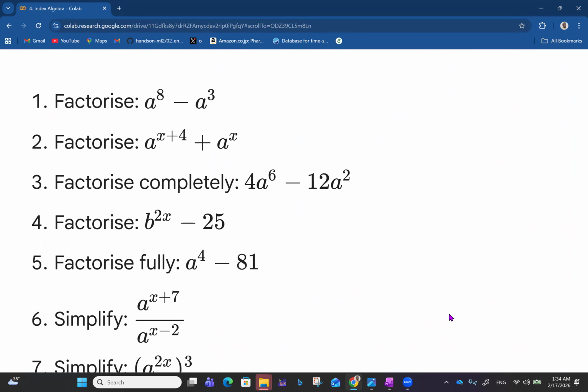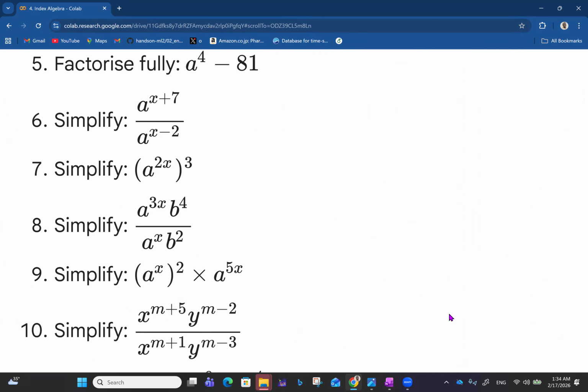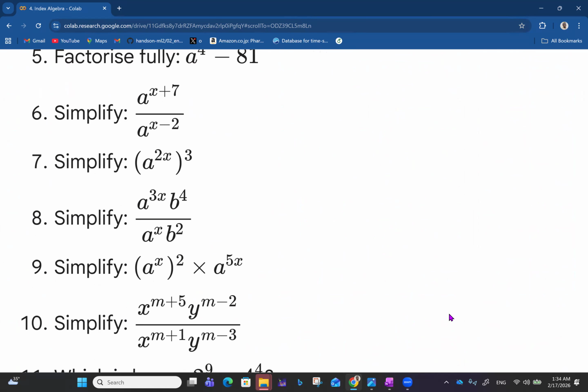Okay, so here you want to simplify. Let's go 6 to 10 now, if you can take them at once. Which one should I take? Well, we can even still take this one straight. That's a raised to x plus 7 over a raised to x minus 2. That's a raised to x plus 7 minus x minus 2. That's x plus 7 minus x plus 2. So x cancels out, and we have a raised to power 9. That's what this is going to give us.